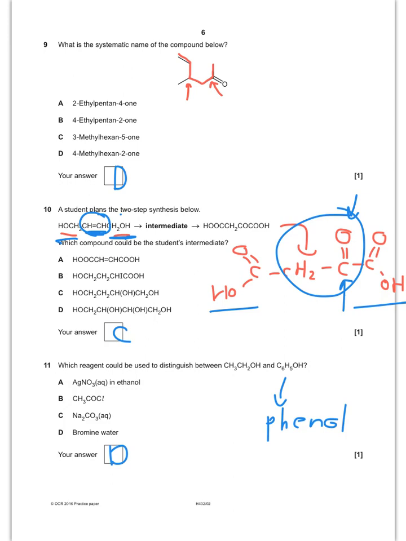Which reagent could be used to distinguish between ethanol and phenol? Use bromine water, because bromine water will not react with ethanol, but bromine water is of course a test for phenol, and when you react bromine water with phenol you would see a white precipitate and the bromine water would be decolorized.